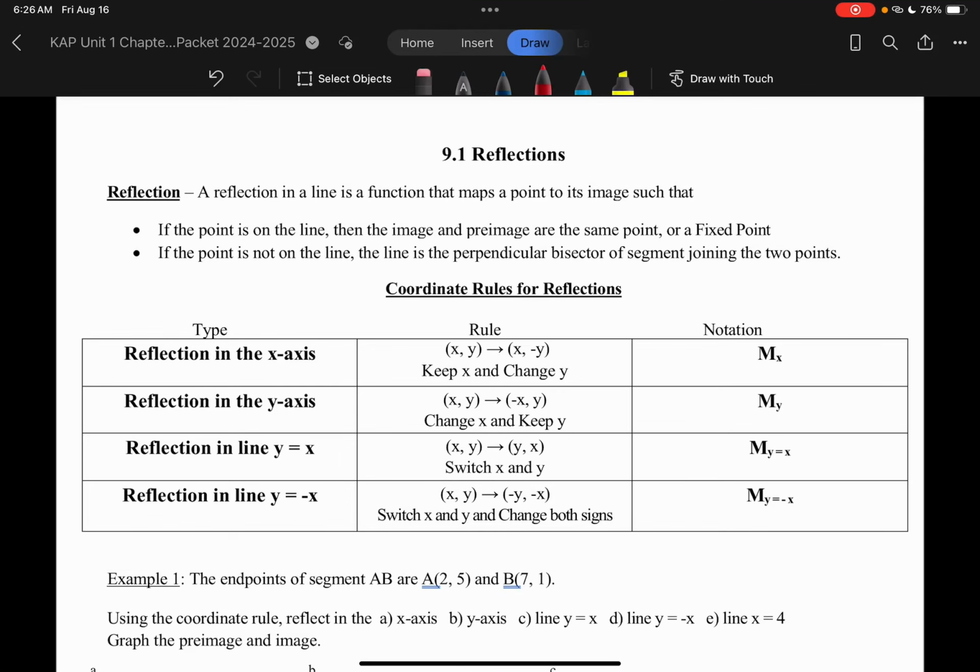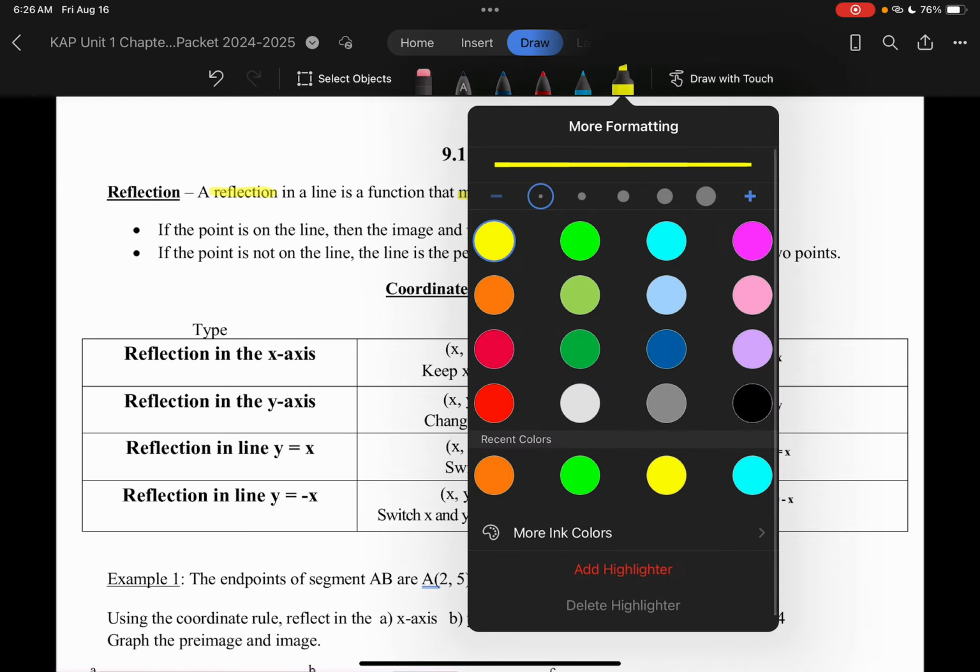All right, guys, so we're going to go through the notes for 9.1 reflections really quickly here. Just to start off, we're looking at the definition of a reflection. Understand that a reflection is a transformation that maps a point to its image such that we have the following, okay? And this is what we're focusing on.